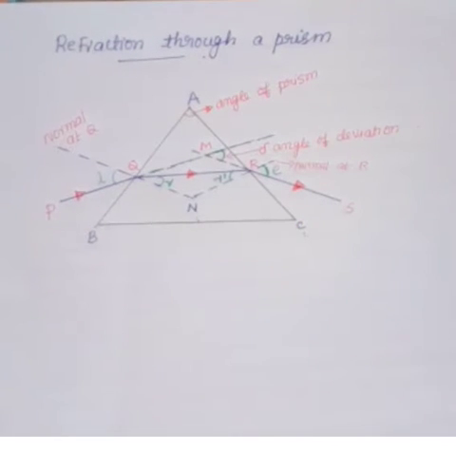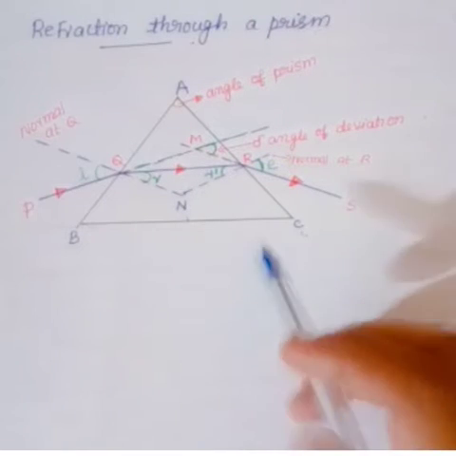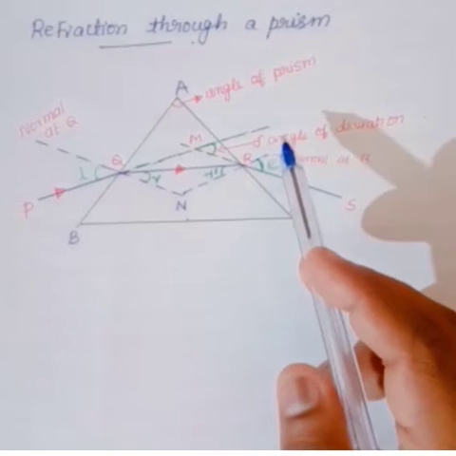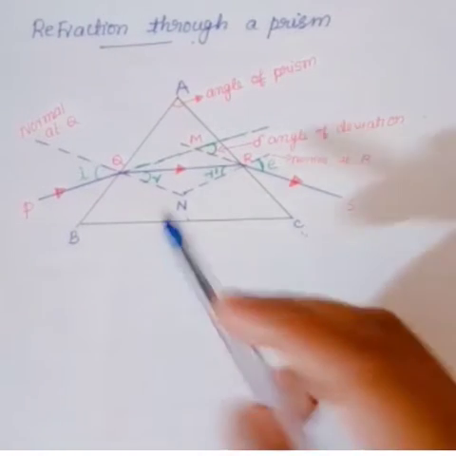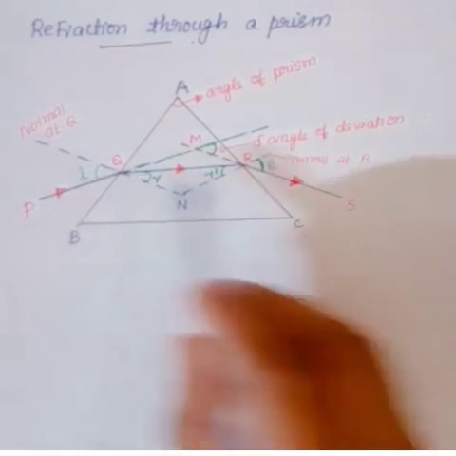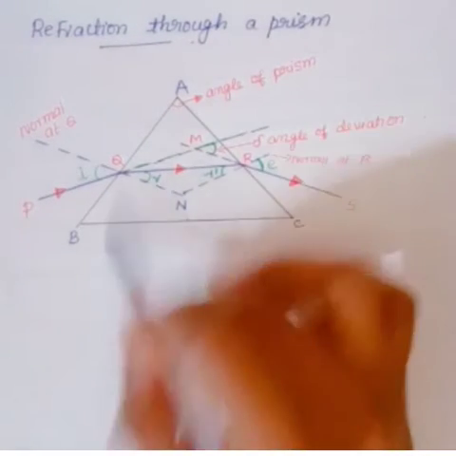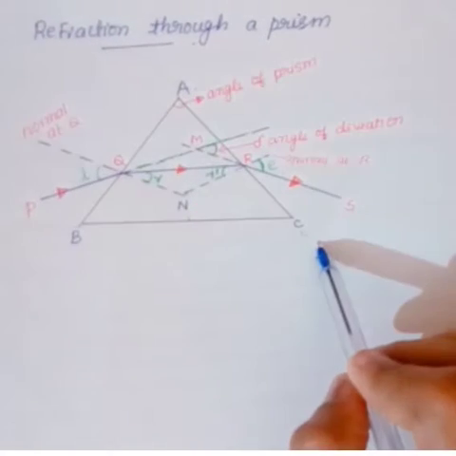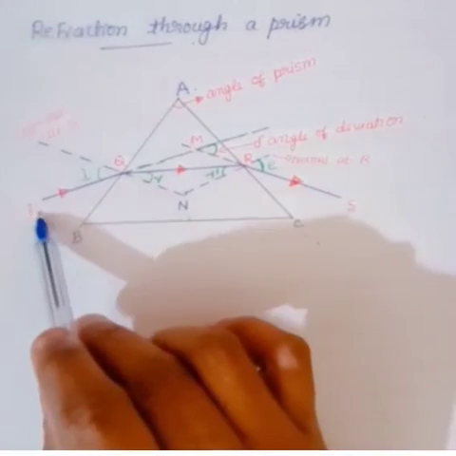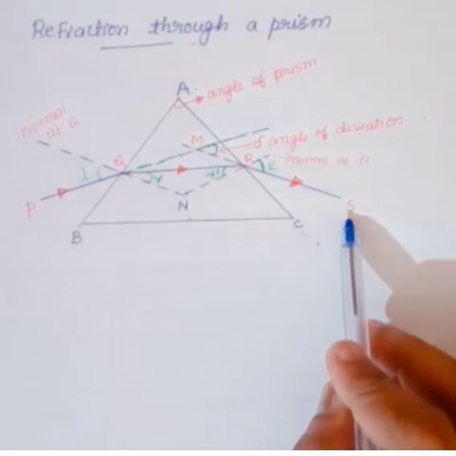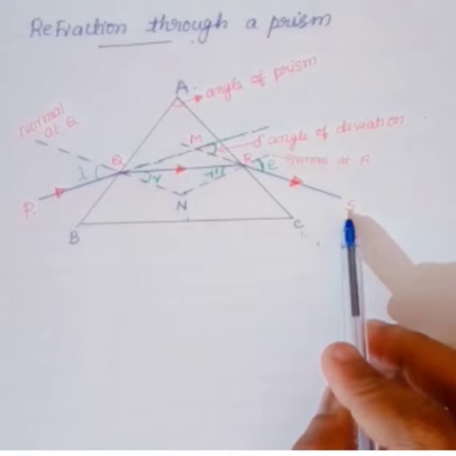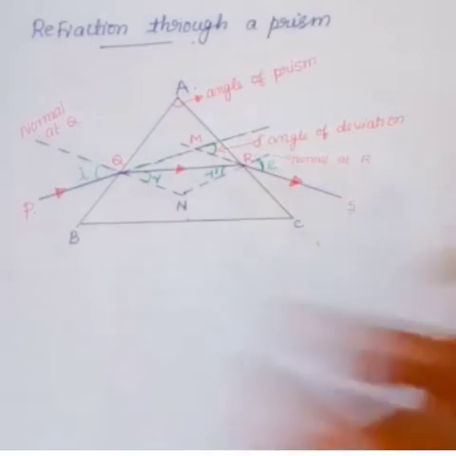How to derive a relation between I and E in terms of angle of prism and angle of deviation. Refraction through a prism, deviation produced by prism. The figure shows the path PQRS of a ray of light suffering refraction through a rectangular glass prism. So ABC is a rectangular glass prism, and PQRS is the path of a ray of light suffering refraction through it.